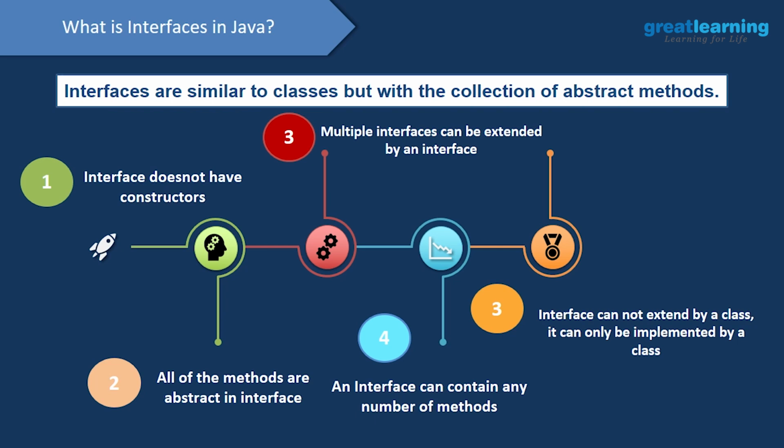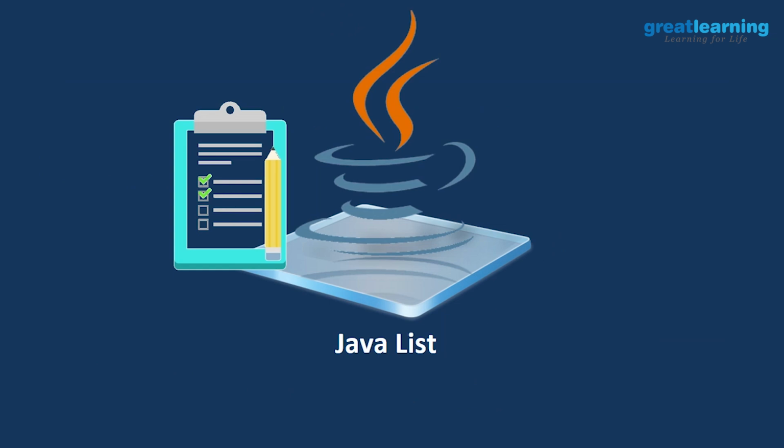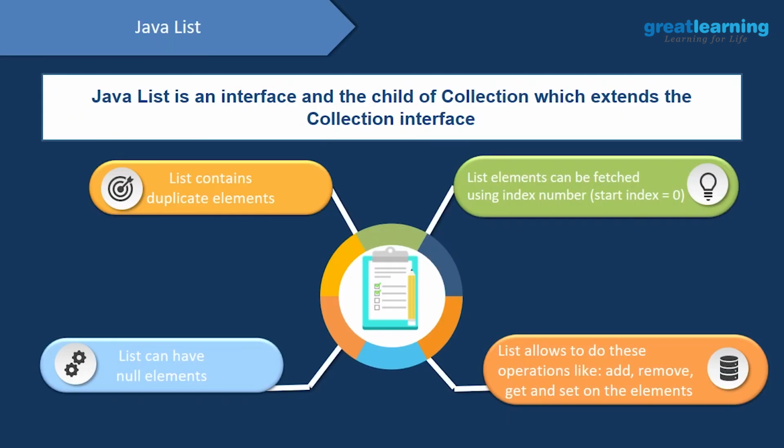So this is about what interfaces are in Java. Now let's see what a list is. We talked about the interfaces we have under collection, right? Java List is also an interface and a child of collection, which extends the Collection interface. In a list, you can be assured that the insertion order of your input will remain the same. A list contains duplicate elements. It does not care about the element values in your data, but it cares about the way you insert your data.